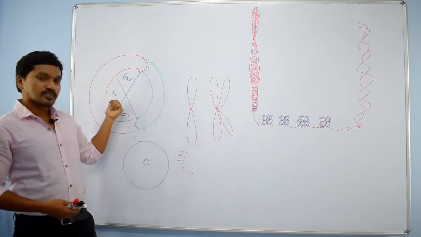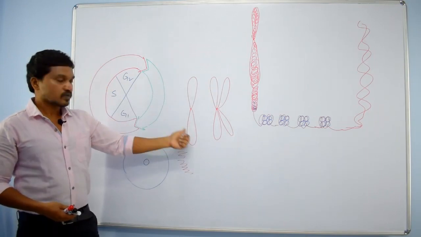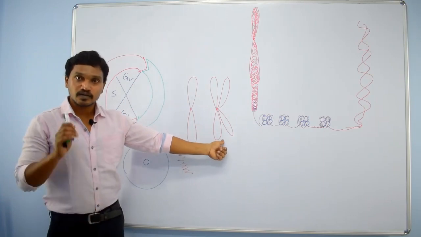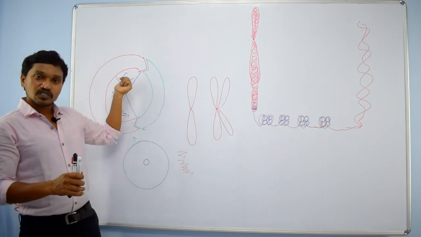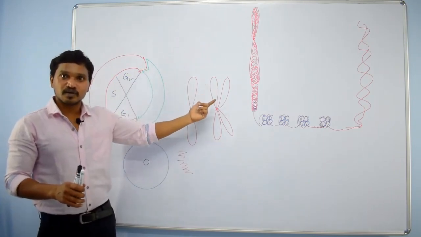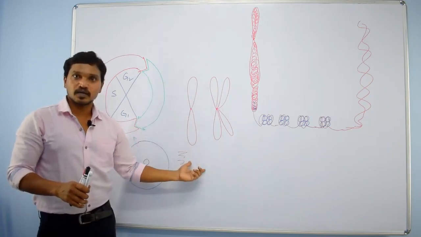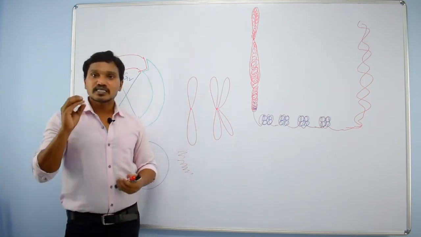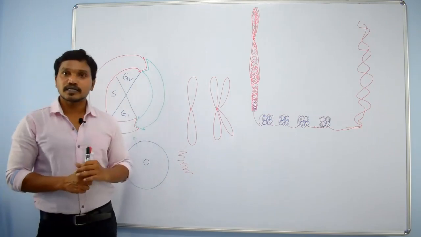So before the synthesis phase, chromosomes will be like this. After the synthesis phase, chromosomes become like this, right? That too when condensed. Actually in G2 phase it will not condense, it condenses only in prophase, right? But for your understanding I am telling it like this. Clear? I hope you understood why there should be synthesis. Clear? So here is the synthesis of DNA.